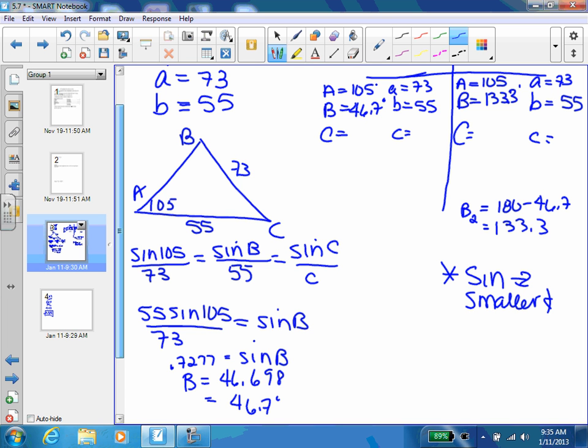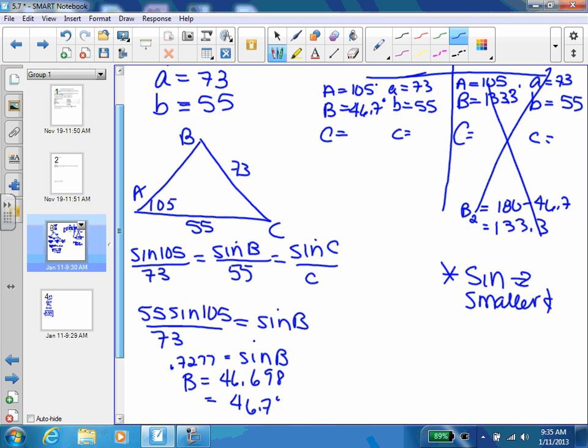That's why there is no case 2. That one's not going to work. Okay? And with the 133, we've already exceeded 180 degrees. There's nothing left for angle C. All right, so this is a one case problem.